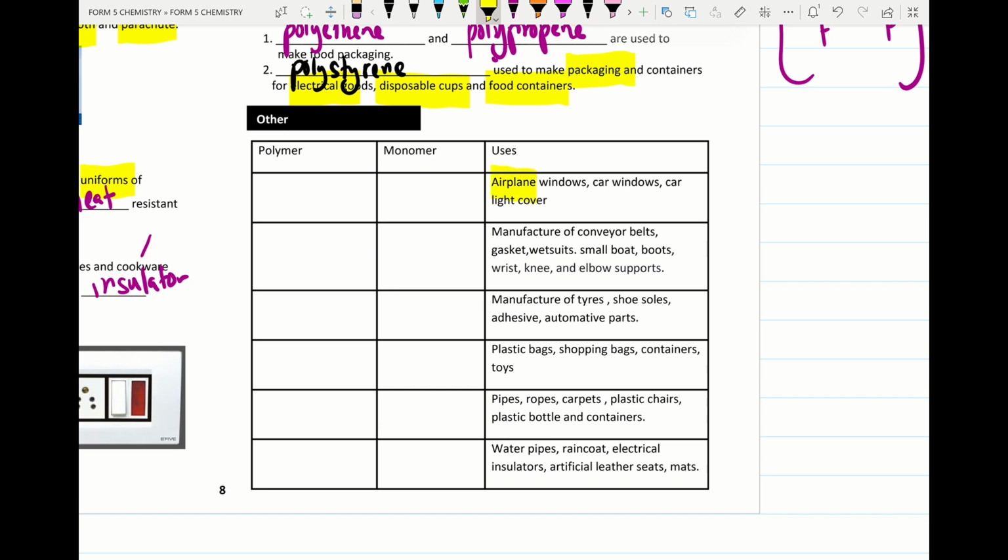This polymer is used to make aeroplane window, car light cover. The name of the polymer is known as Perspex. The monomer of Perspex will be methyl methylpropanoate. All right, next one, manufacture of conveyor belt, wetsuit, small boat, elbow support. This will be under neoprene. The name of the polymer is neoprene. The monomer name of neoprene is known as chloroprene.